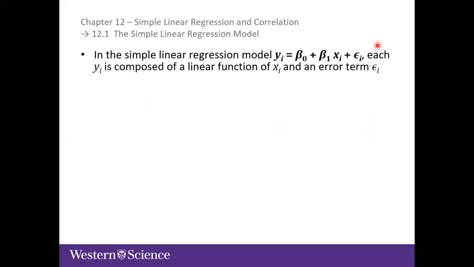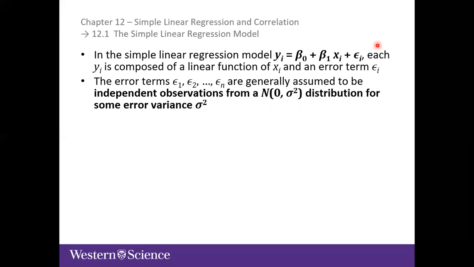In a simple linear regression model, Y is equal to beta naught plus beta 1 times X, plus epsilon. This epsilon is the error term, the regression error. This regression error term is usually assumed to be an independent observation from the normal distribution with zero mean and a variance of sigma square. This assumption is found to be very reasonable, so the normal distribution is applicable for various regression analyses.